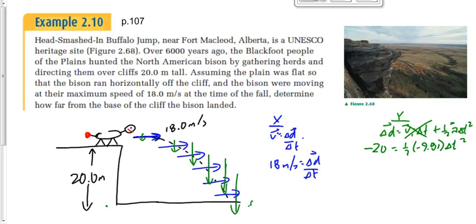Let's figure out t there. For delta t here, it ends up being 2.019 seconds. Now we're going to take this 2.019 seconds and put it over here. What are we looking for? This displacement right here, the horizontal displacement. Now we can find it. Delta d ends up being equal to 18 times 2.019. We end up getting 36 meters.